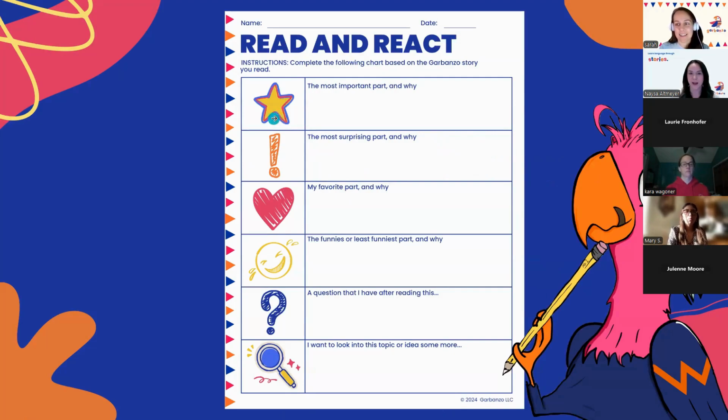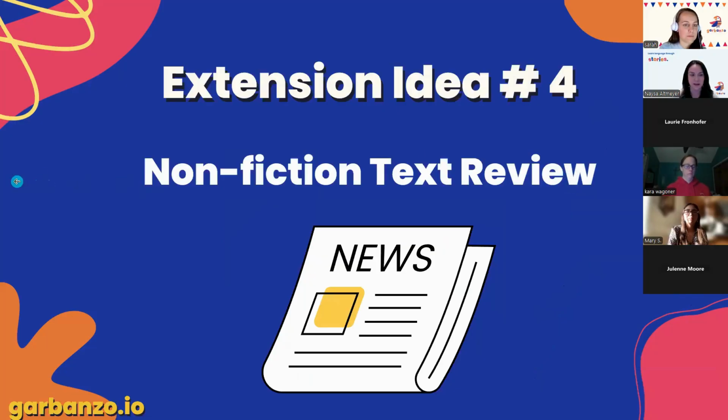But I've left this as my sub plan when I know the Garbanzo is not going to take the whole period, and I really like that sub. And they've got my 27 8th graders staring at them. So they're going to jot down the most important part of the story and why, the most surprising part, their favorite part, the funniest or least funniest part. Things like that, just for them to react to the story and think about it in that lens. Again, we have that in a couple languages.